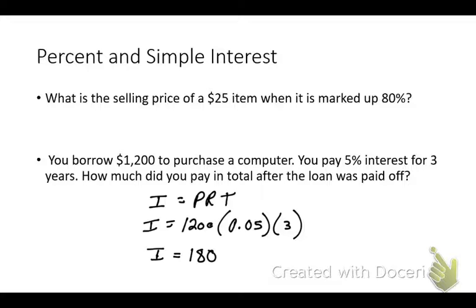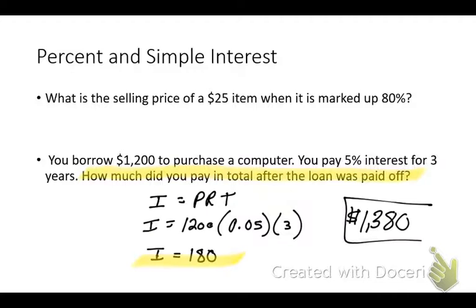It's not my answer. What is the question? How much did you pay in total? You paid $180 in interest, but yes, you have to go back and add that to the original amount you borrowed. You still paid back what you borrowed too. 1,300. Yes, 1,380. That is the correct answer.